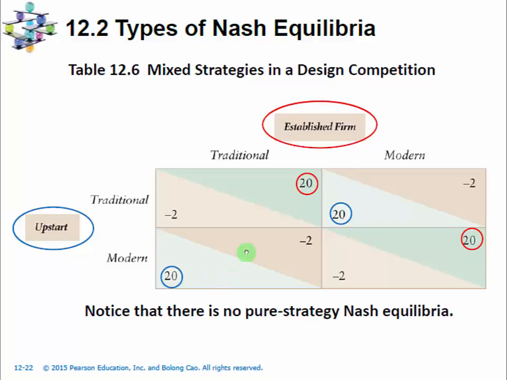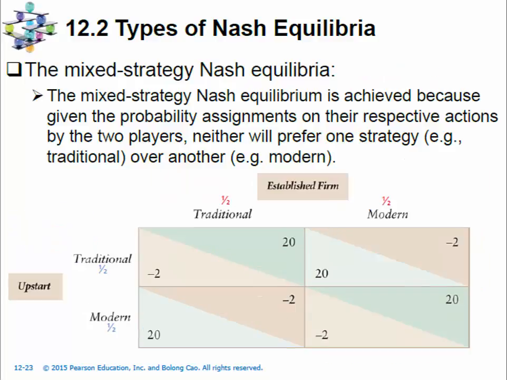The sad news now is that there's no single cell in this payoff matrix which contains two different colored circles. So there's no so-called pure strategy Nash equilibrium in this payoff matrix. However, the players can play a mixed strategy. That means each of them chooses the style by flipping a coin. With 50% chance, they choose either traditional or modern. This probability weight can change if these payoffs are different.